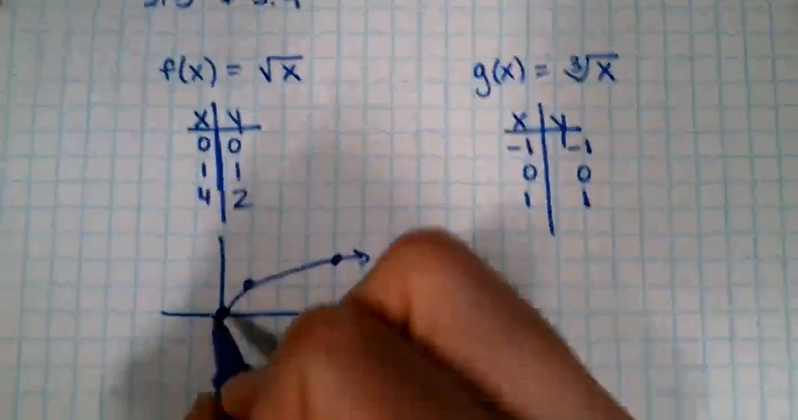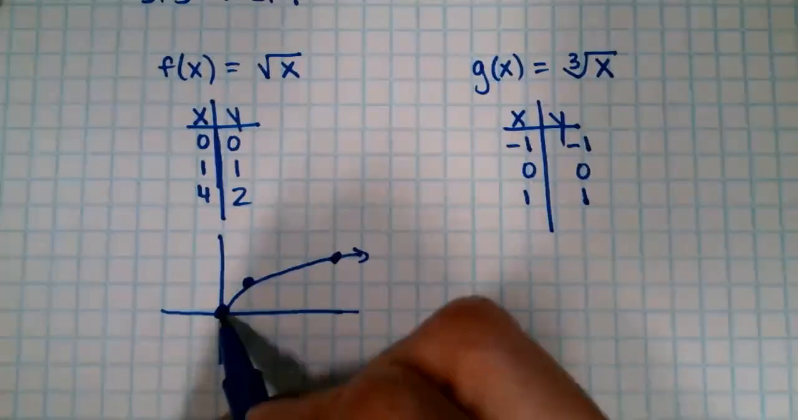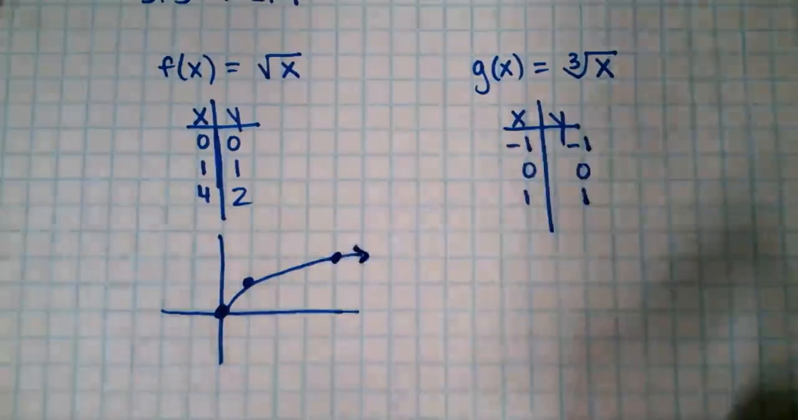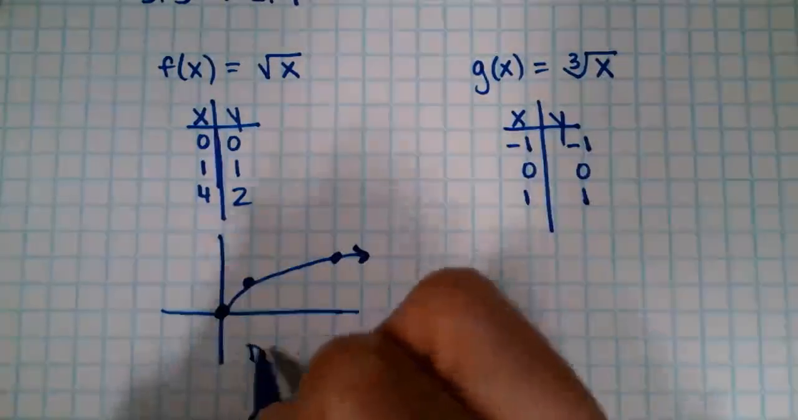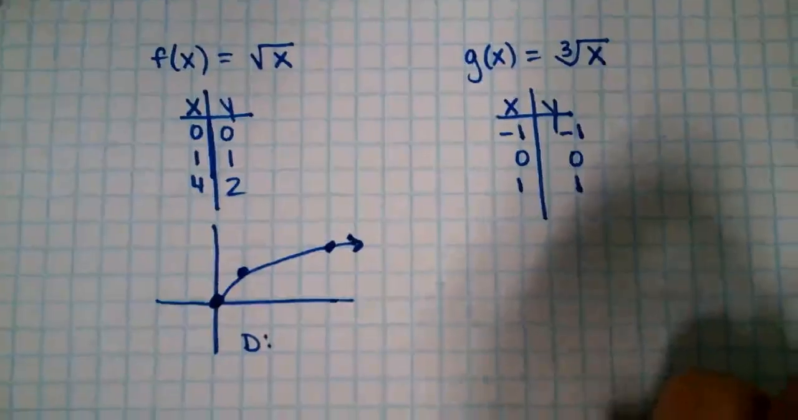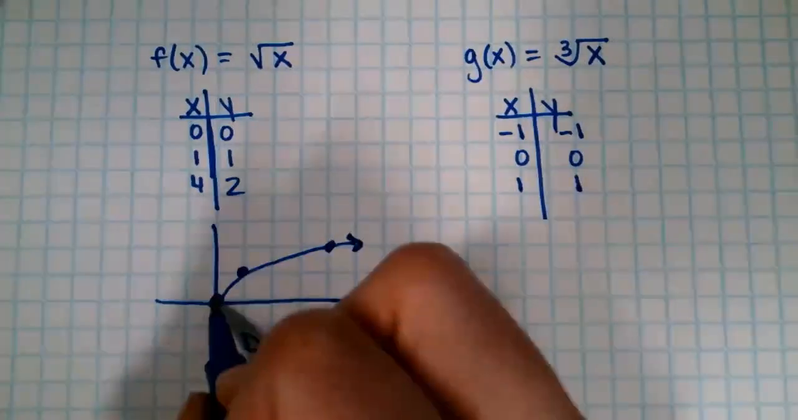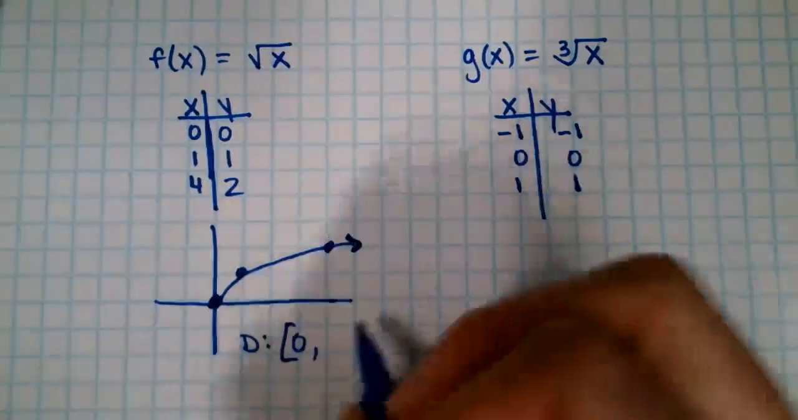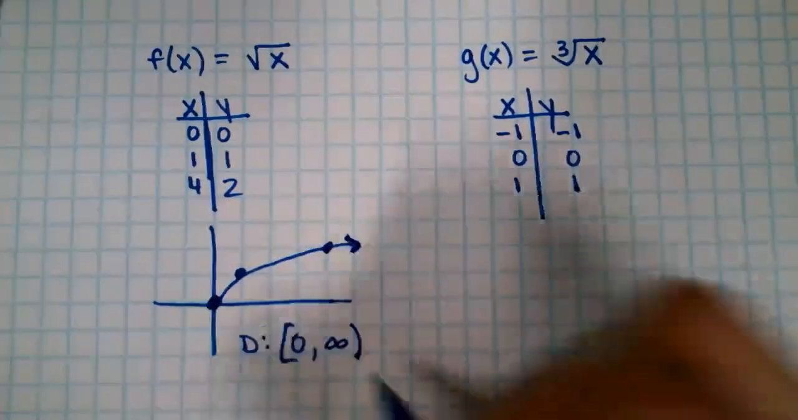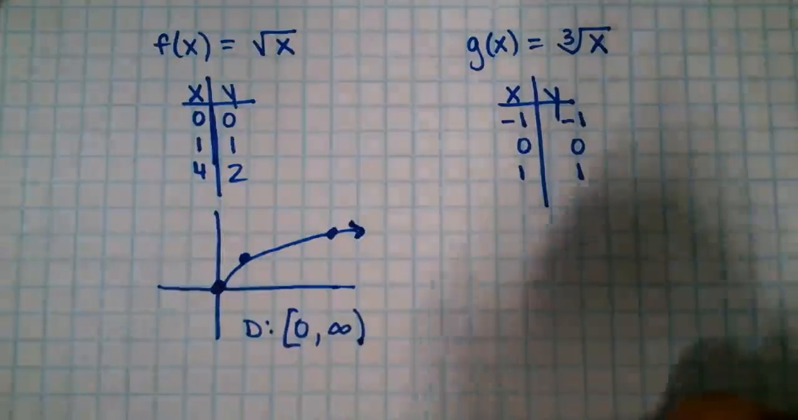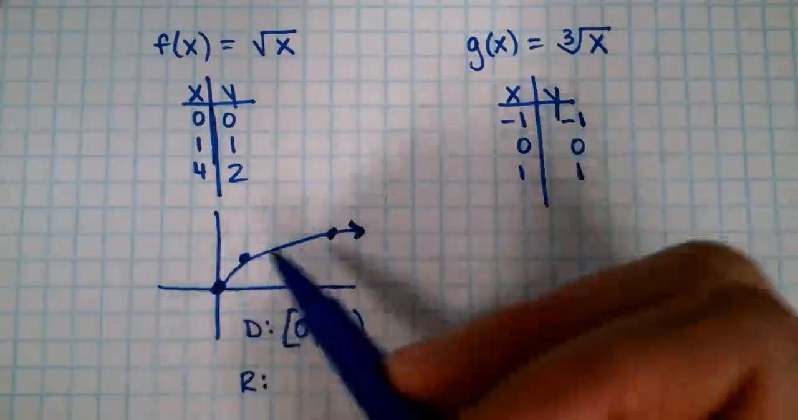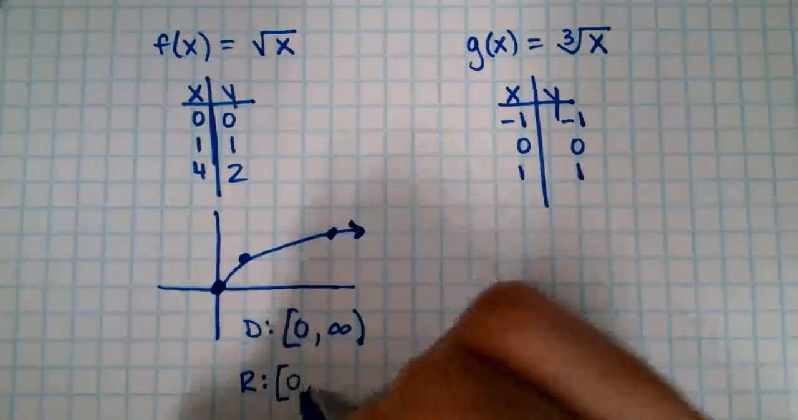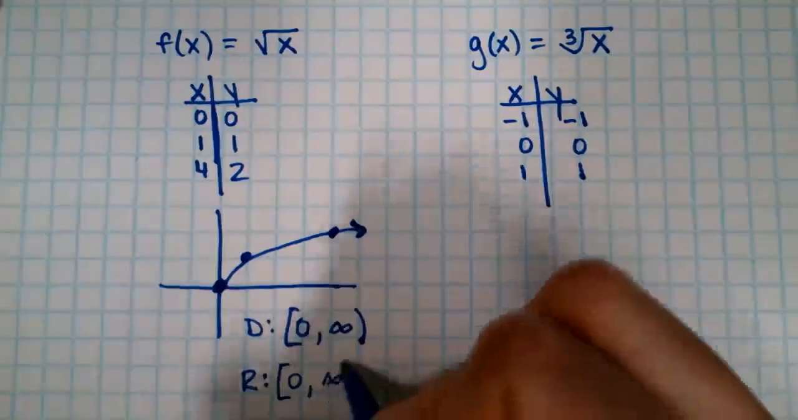This is the initial point. It stops here, and it continues forever in this direction. So our domain is our x values. Our domain starts at an x of 0 and goes forever to the right, so that is positive infinity. Our range on the y's starts at 0 and goes up, so it goes to positive infinity.